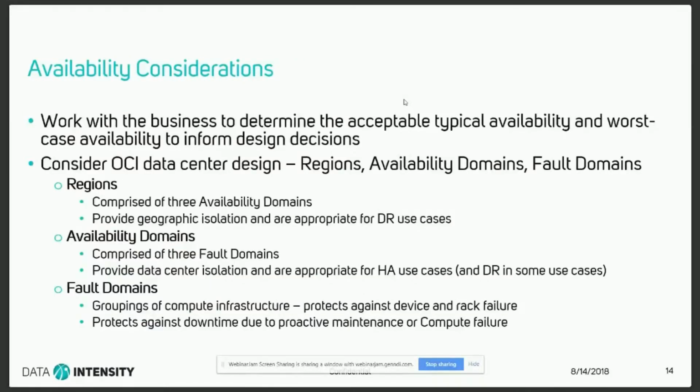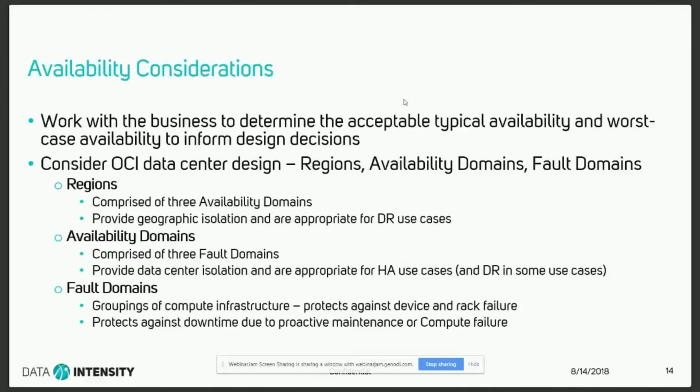So a key thing is to be able to work with your business to understand what your acceptable typical availability and worst case availability is to inform your design decisions. Now, with service level agreements, obviously there's usually a penalty associated with violating an SLA. But if that penalty doesn't make up for the amount of revenue that you'll lose with that downtime, you need to think about how you can justify provisioning additional resources to give you the real world availability that the business is going to require. And with public cloud, you have a lot more tools at your disposal so that you don't have a large upfront cost to be able to do that.